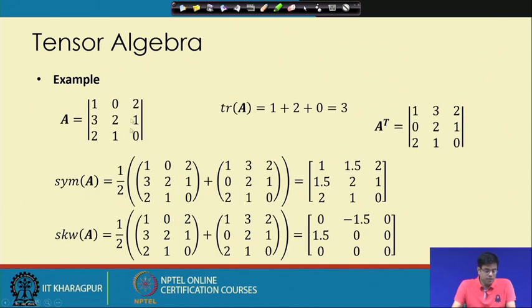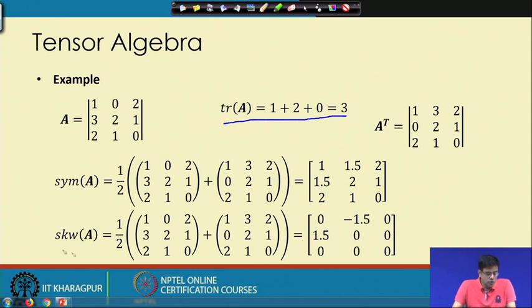Suppose this is a second order tensor A, and the trace of A is this, which is the A of II: the 1, 2 and 0, which is 3. The symmetric part of the tensor we can write as half of A plus A transpose. So A transpose is this, and we can just add it. So this is the symmetric part of the tensor. If you see why it is symmetric, the off diagonal elements are the same.